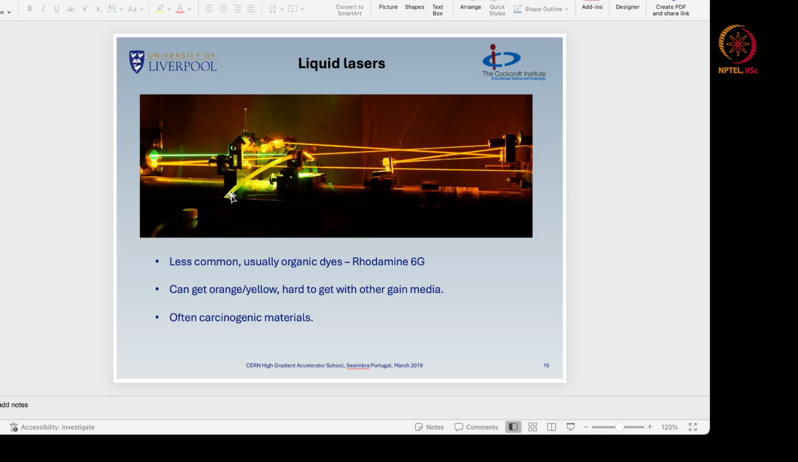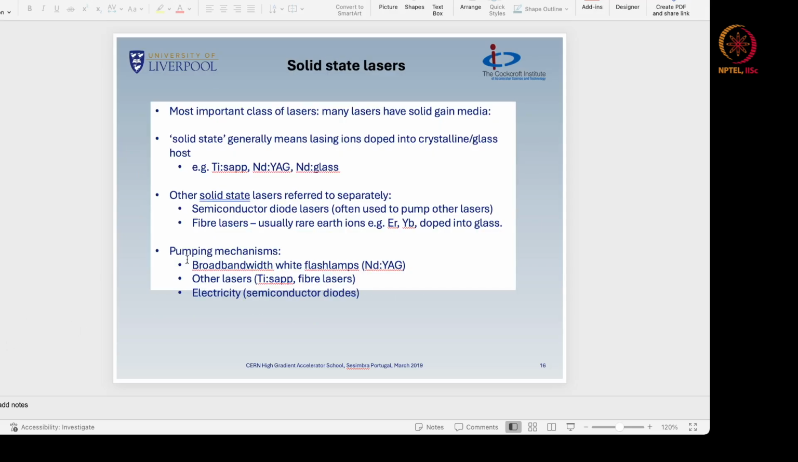This is, for example, the liquid lasers. You can get whatever light you want. This is very important when you actually deal with that. The dye lasers are actually very good when you are dealing with laser-induced processes. The solid-state lasers are the most widely used lasers. You have Ti:sapphire, and Nd:YAG is the most commonly used one.